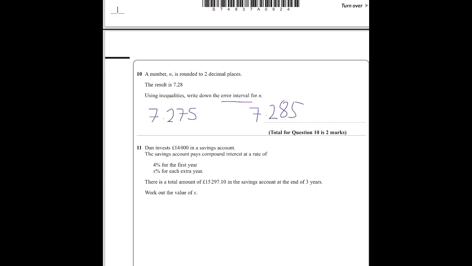Now, before you say, oh, wait a minute, sir, wouldn't that round up to 7.29? This is where the inequalities come in. So notice how I'm saying strictly less than 7.285, meaning anything less than, but not including that exact number, is fine. The left number's fine, so I'm writing an equal sign, because it could actually be 7.275. Chuck an x in the middle, that's your error interval. Job done.